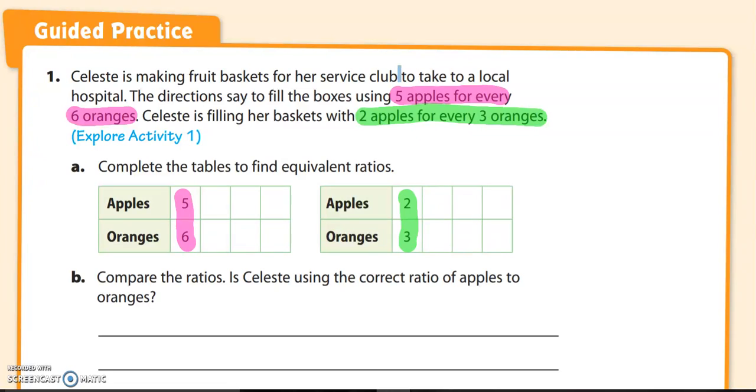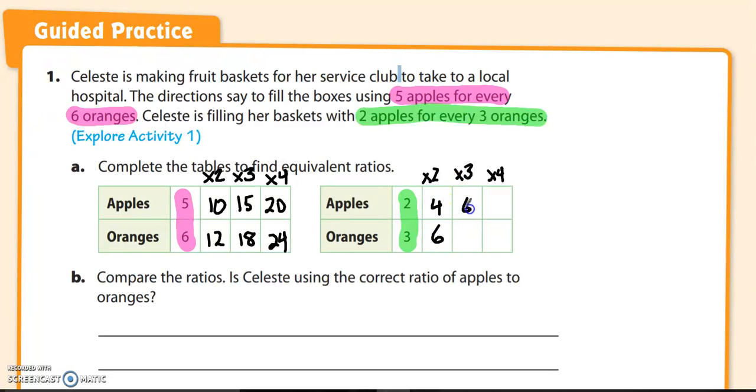Question A says to complete the tables to find equivalent ratios. And that's pretty simple. You know by now that equivalent ratios are simply when you take the terms and you double them and triple them. So the second boxes, I'm going to be multiplying the numbers times 2, then times 3, then times 4. So I would get 10 and 12, and 15 and 18, and 20 and 24. And remember, what I'm looking for is equivalent ratios. These are going to be times 2, and times 3, and times 4. If I double this, I'm going to get 4 and 6, and 6 and 9, and 8 and 12.